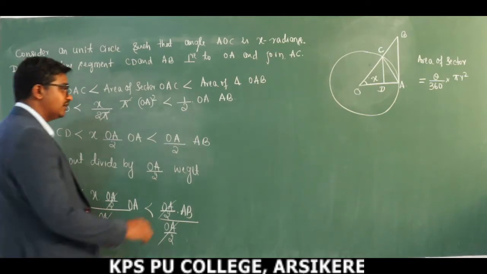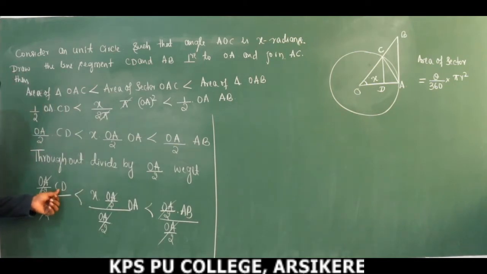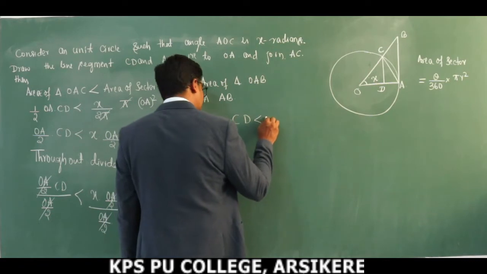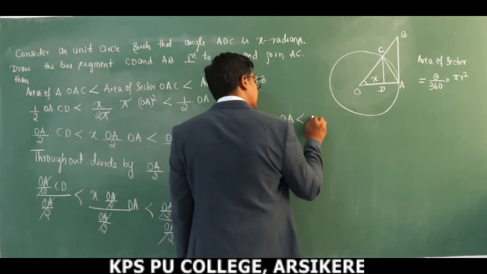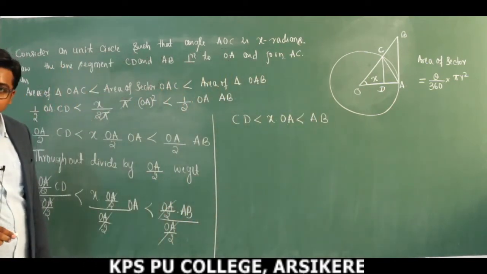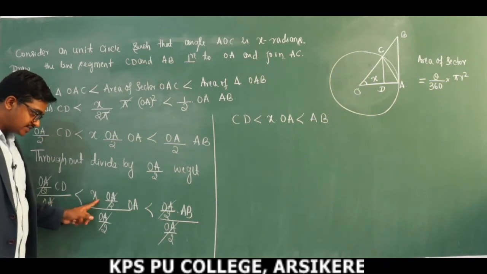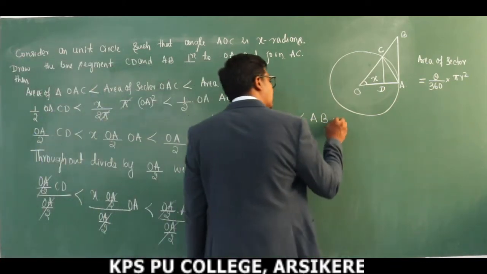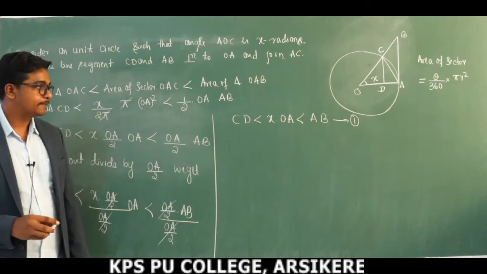So what are we finally left with here? The first term is CD. CD is less than x into OA, that is less than AB. This is a concept here. Understood, children? CD is less than x into OA, that is less than AB. Call this inequality 1.